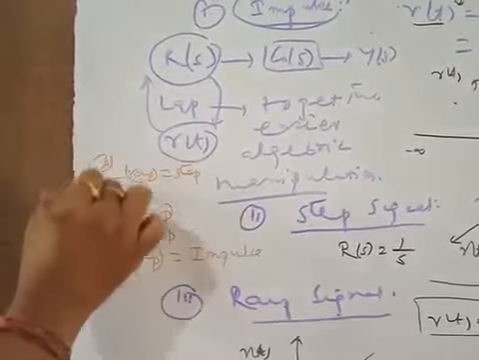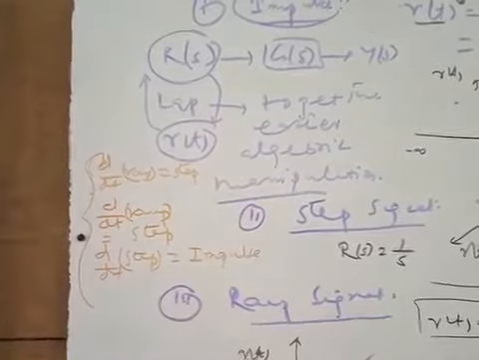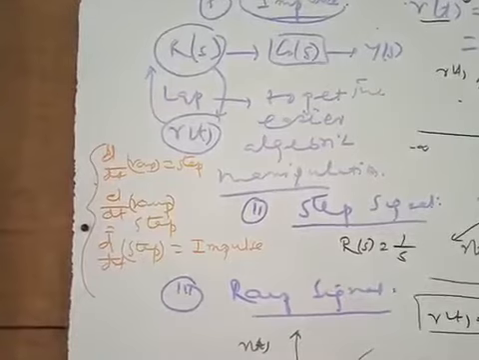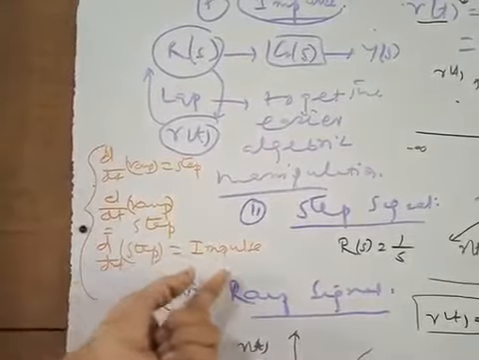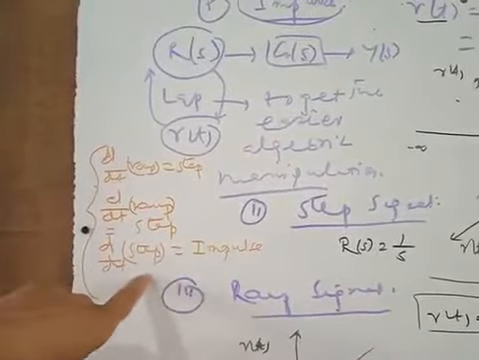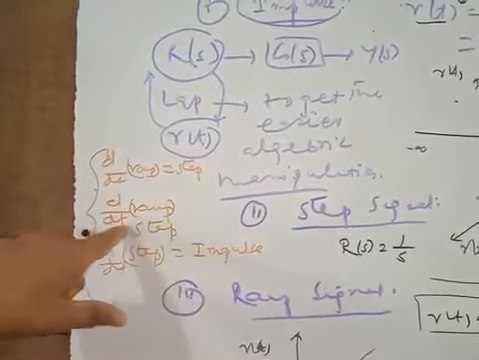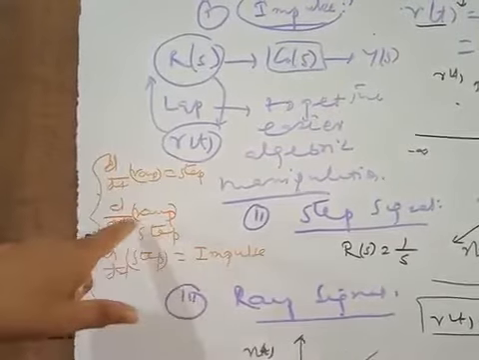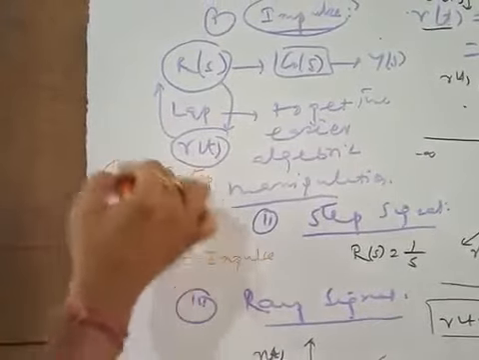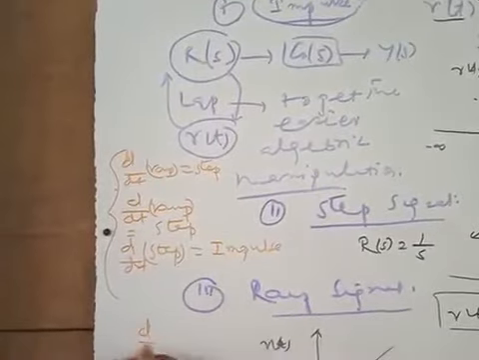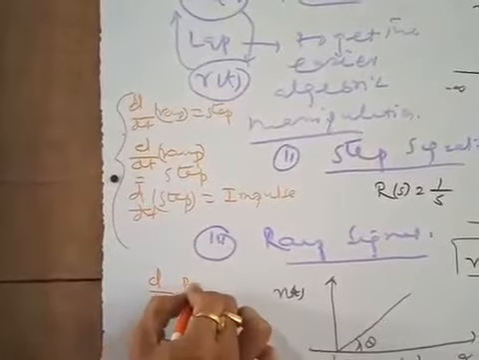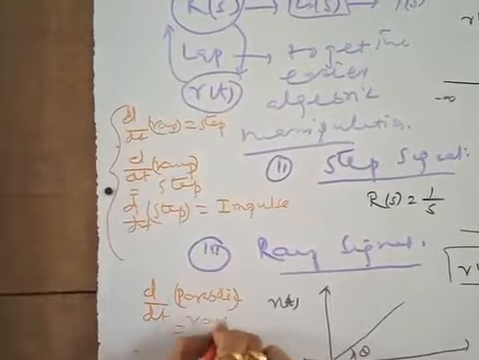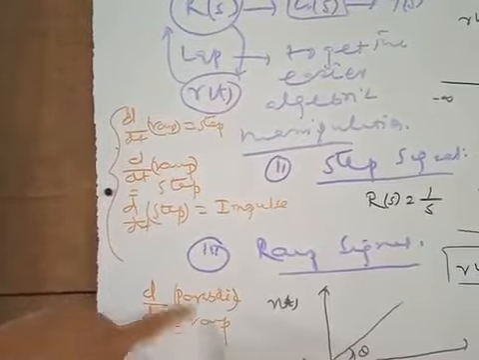So these are the relationships between these four types of input. Similarly, the derivative of step is equal to impulse, which means integration of the impulse will give you step, and integration of step will give you ramp. And this will be d/dt of parabolic equal to your ramp. So integration of the ramp will give you the parabolic signal.